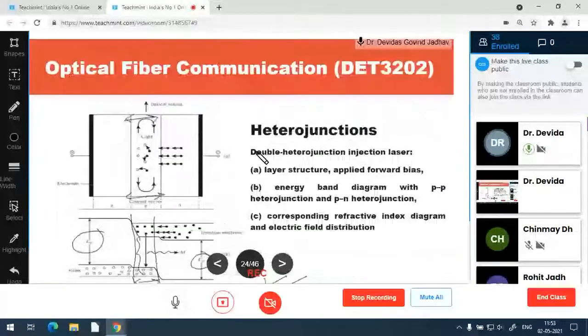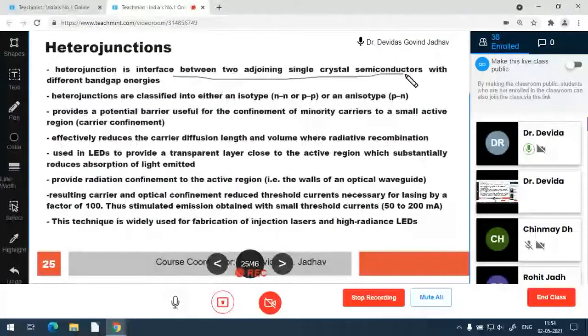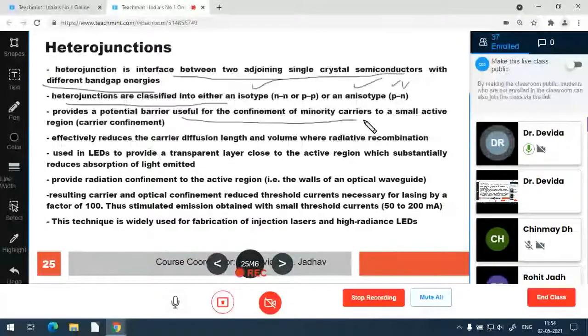So to achieve all this, the active region is made by double heterojunction technique. So what is double heterojunction? It is the interface between two adjoining single crystal semiconductors with different band gap energy. Heterojunction is classified as either isotype or anisotype. Isotype means N-N or P-P, same material, and anisotype means different material, P and N. It provides the potential barrier useful for confinement of minority charge carriers to a small active region, which is called carrier confinement. Effectively, it reduces the carrier diffusion length and the volume where the radiative recombination occurs.